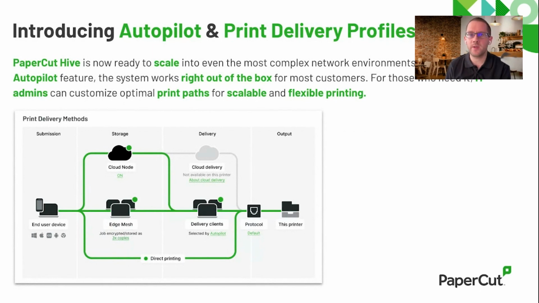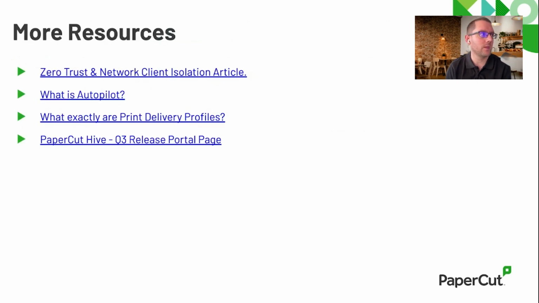So this is just a little bit of a summary, I'm going to call it that sales shout out, but this just said PaperCut Hive is now ready to scale into the largest customers with even the most complex network environments. Autopilot's a great out-of-the-box solution, but if admins want it, then they can configure the print path with a print delivery profile.